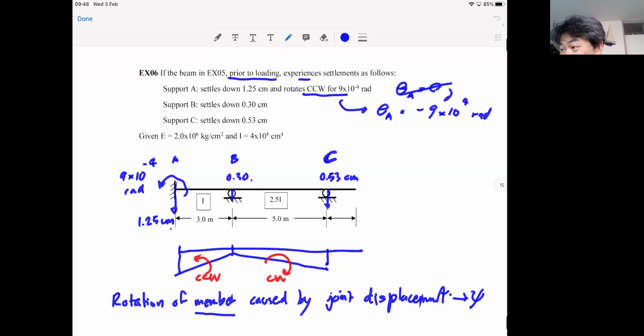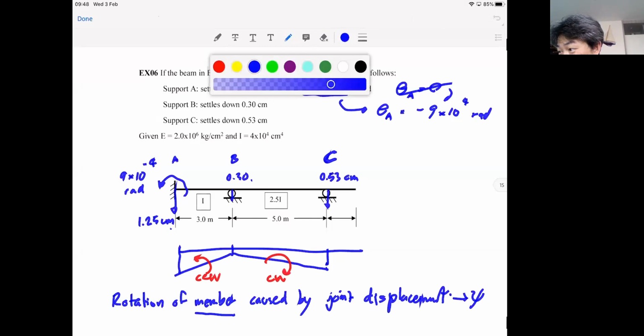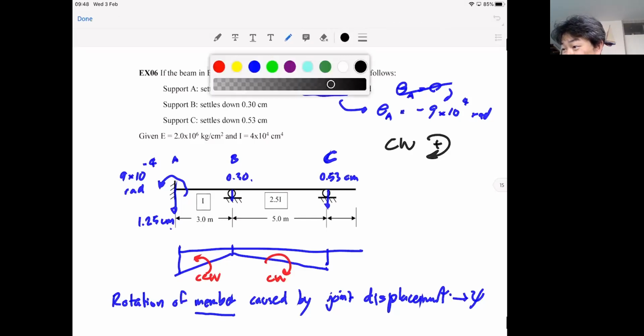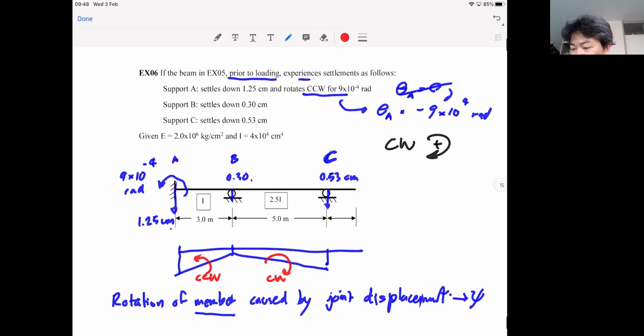Let me remind you again that for slope deflection, we use clockwise positive. So when you have the counterclockwise psi term, your psi must be negative, and here your psi must be positive. What we have here is not rocket science. It's just a simple investigation of how your member rotates. So it would be extremely sad if you cannot get it right.